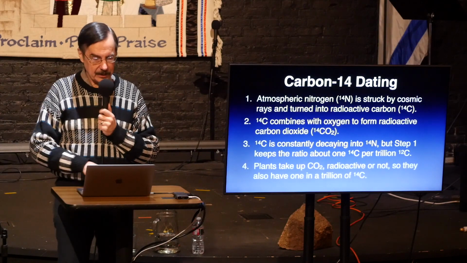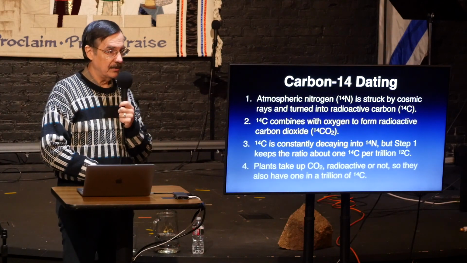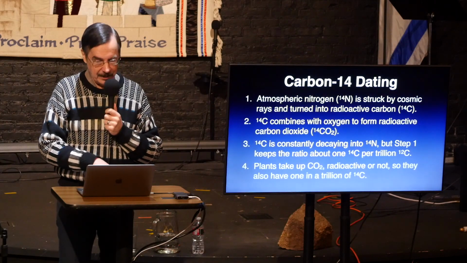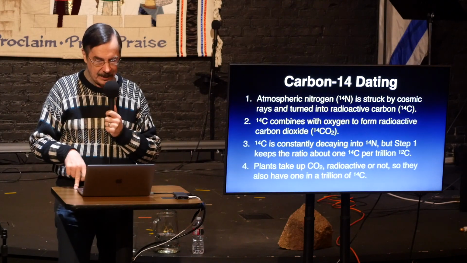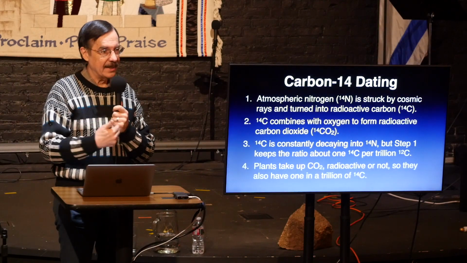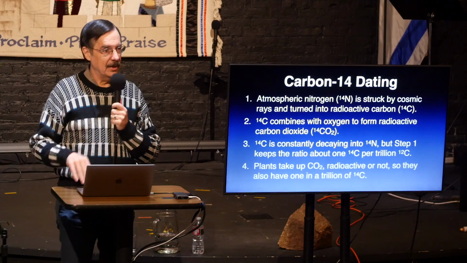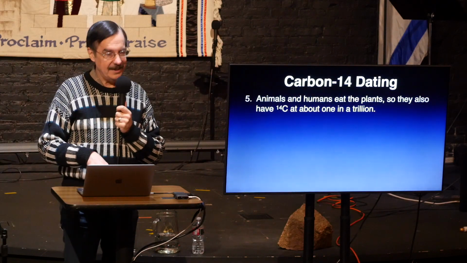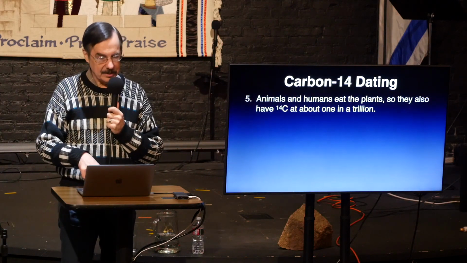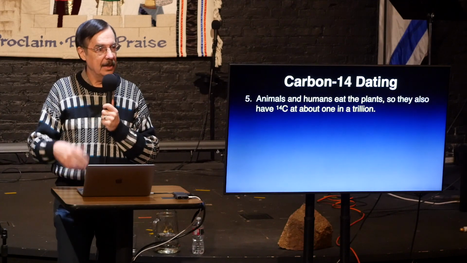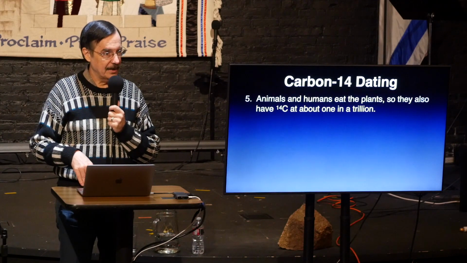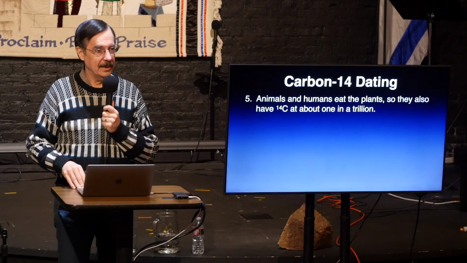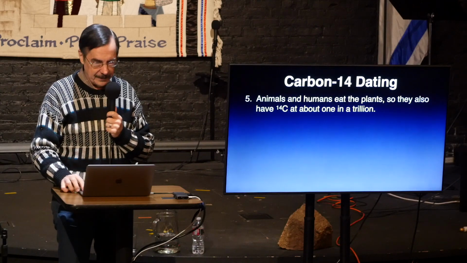Plants take up the carbon dioxide, whether it's radiocarbon-14 or regular carbon-12, and therefore the plants also have 1 in a trillion of carbon-14. Animals and humans eat the plants. Therefore, animals and humans also have about 1 in a trillion carbon-14s. So out of every trillion carbon atoms in your body, about 1 of them is carbon-14. All the rest are carbon-12.